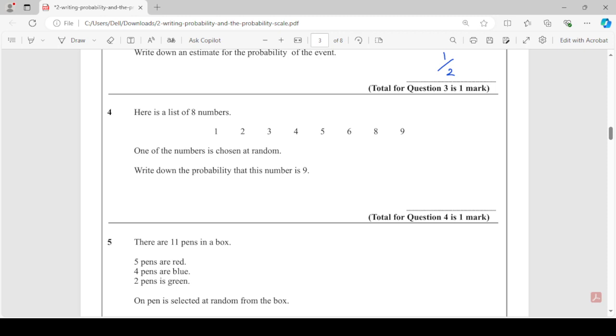Here is a list of 8 numbers. One of the numbers is chosen at random. Write down the probability that this number is 9. The probability of getting a 9 is 1 over 8 because you only have one number that's a 9 and the total numbers are 8. So each number here has an equal chance of coming. The probability of getting a 2 is also going to be 1 over 8, of getting a 5 is also going to be 1 over 8, and so on.